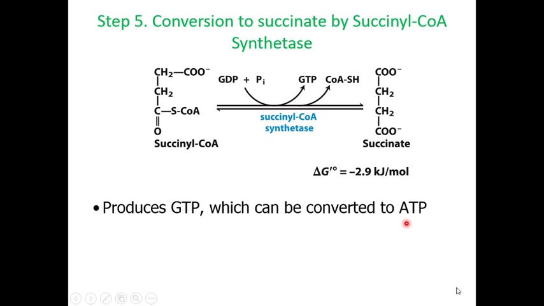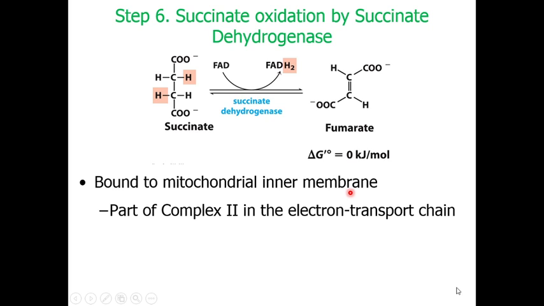In step 6, succinate is converted to fumarate. The conversion of succinate to fumarate is catalyzed by the enzyme Succinate Dehydrogenase. This enzyme is bound to the mitochondrial inner membrane, and hence this reaction does not happen in the mitochondrial matrix. This enzyme is a part of complex 2 in the electron transport chain. It will be clear to you when we discuss oxidative phosphorylation what complex 2 does in the electron transport chain.